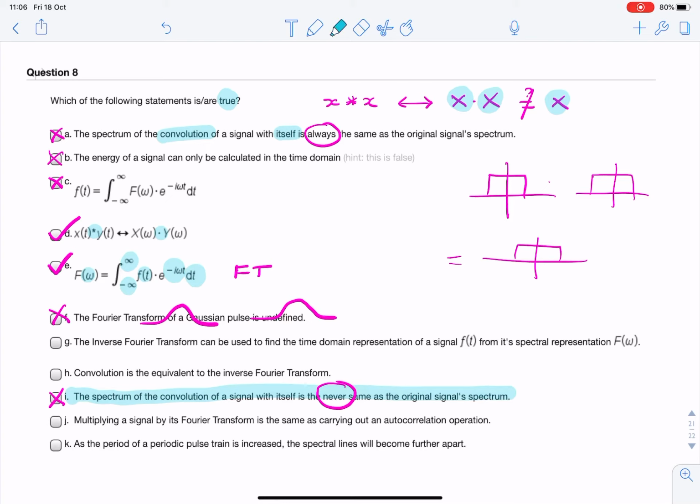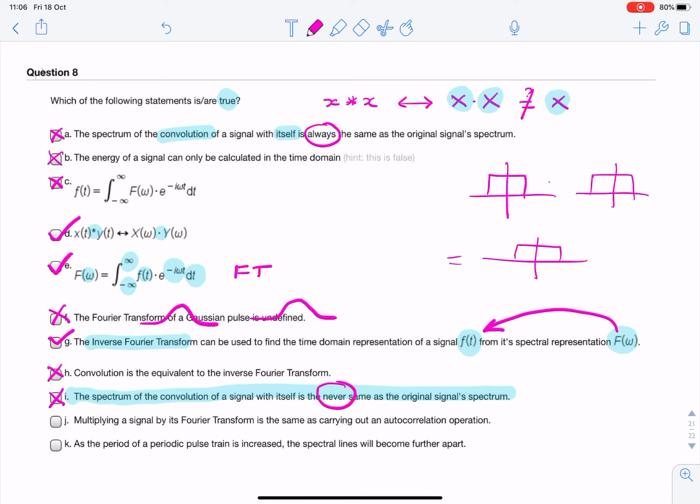So let's just look at that. We're asking for inverse Fourier transform to find f of t from f of omega. So is that the inverse Fourier transform? Yes, that's exactly what the inverse Fourier transform does. H, convolution is the equivalent to the inverse Fourier transform. No, convolution is an operation, nothing to do with the inverse Fourier transform. So that isn't true.